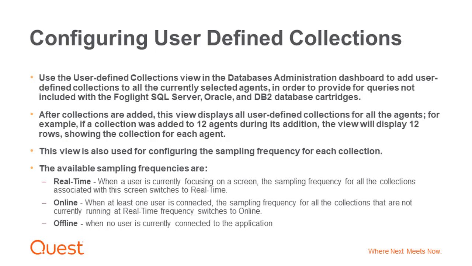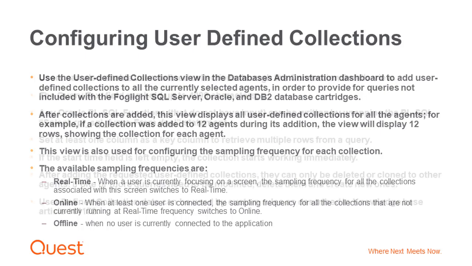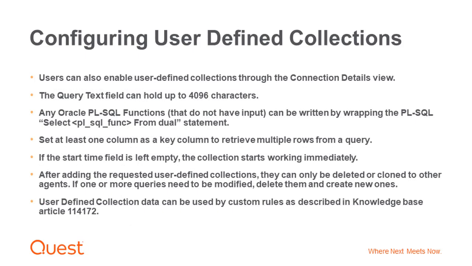This view is also used for configuring the sampling frequency for each collection. The available sampling frequencies are real-time, when a user is currently focusing on a screen, the sampling frequency for all of the collections associated with the screen switches to real-time. Online, when at least one user is connected, the sampling frequency for all of the collections that are not currently running at a real-time frequency switches to online, and offline, when no user is currently connected to the application. Users can also enable user-defined collections through the connection details view.